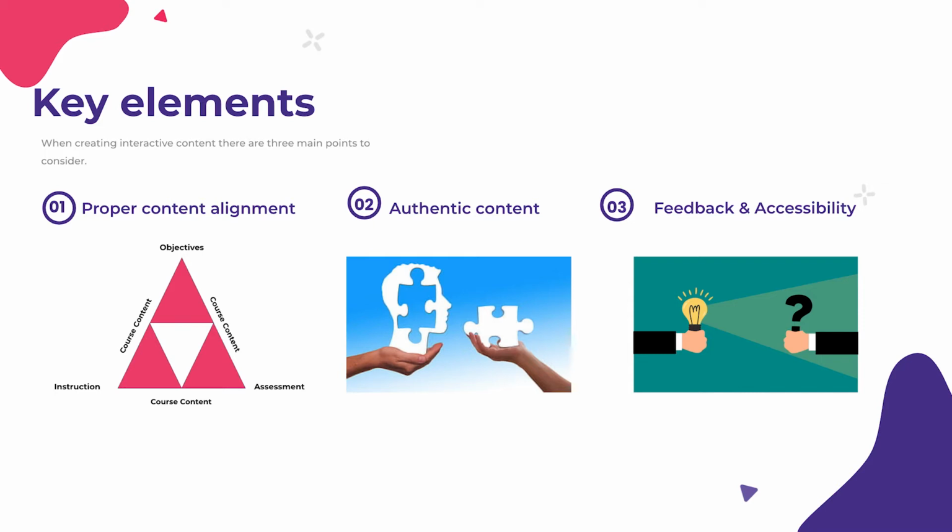So the second key element is authentic content. Having authentic content that's relatable with real-life scenarios as a lesson's narrative with appropriate links to outside sources is vital for a child's ability to connect and be invested in the subject material.